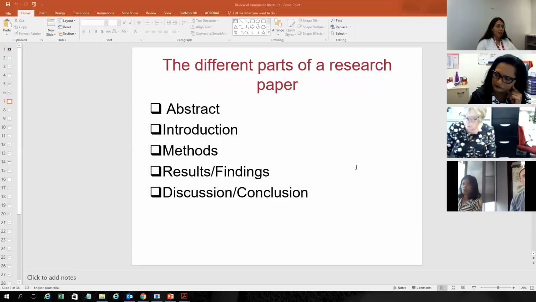These are the different parts of the research paper. I thought it's good to introduce you to the different parts of the paper because you're going to be looking at two different articles and trying to review them, locate answers. So abstract, introduction, methods, results, findings, discussion, conclusion.